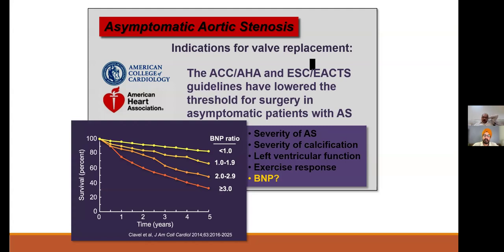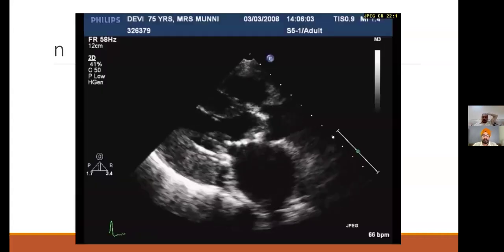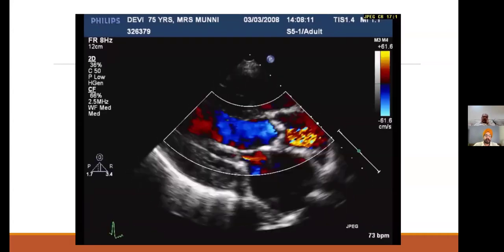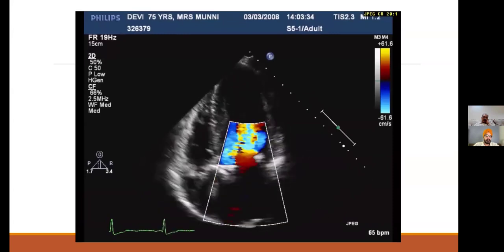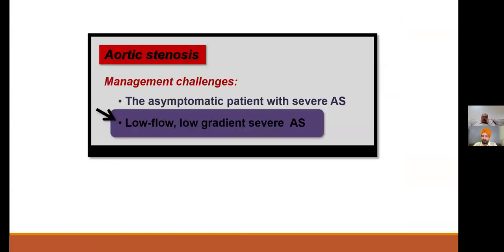BNP, like I said, if it is greater than 3 times the baseline, then it is a reasonable indication for valve replacement. There are certain newer biomarkers such as troponin I, GDF15, soluble ST2, and NT-proBNP. They are there. Coming back to a few more examples: concentric LVH, aortic regurgitation, aortic stenosis. Here we have a mean PG of 79. Severe aortic stenosis, not so bad aortic regurgitation, but yes, what do you do?